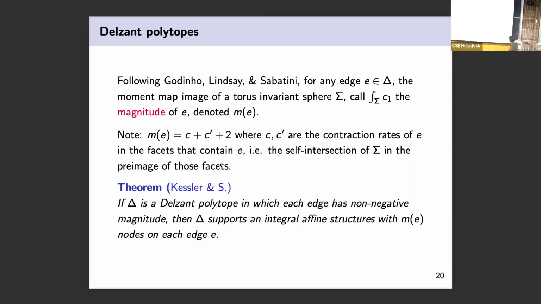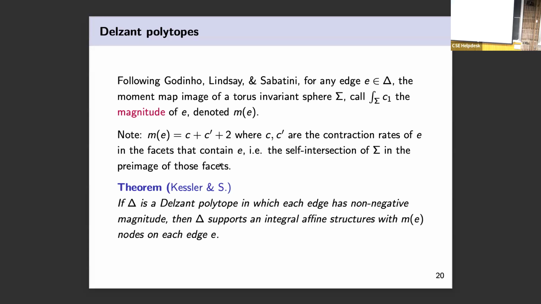So if we focus a little bit on Delzant polytopes, symplectically, that's a natural place to look for the base of a fibration. And you could ask which Delzant polytopes are going to support an integral affine structure. In a recent paper by Godinho, Lindsay, and Sabatini, they have a nice language. They call the integral of the first Chern class of the tangent bundle the magnitude of an edge. So this is in the six manifold. You have your three-dimensional polytope, it gives you a six manifold, you have c1 of the tangent bundle of the six manifold, the preimage of the edge is a two-sphere, and so you can integrate the first Chern class over that. But you can also make that calculation just in the polytope.